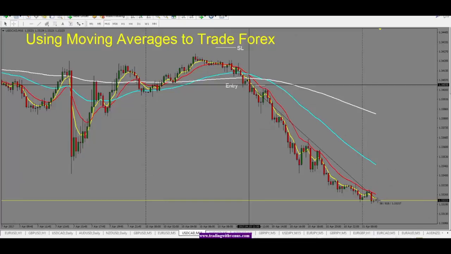In this trade here, at the current price, we have 81 pips in the trade, which is about $800 if you're trading one standard lot.